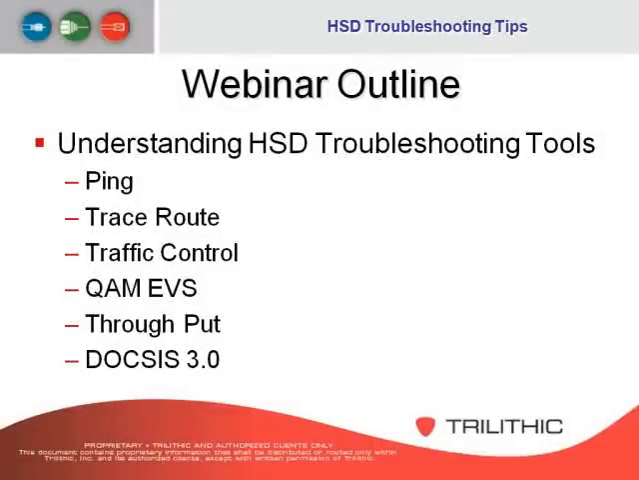In this particular portion of the series, I will cover how to use and understand high-speed data troubleshooting tools. We're going to talk about what ping is and how to troubleshoot with it, using the trace route to identify problems in the network, and how to use traffic control to measure the return data carrier and to also view any type of interference that may be happening underneath that particular carrier. We'll talk about how to see noise under the QAM carrier using QAM EVS.